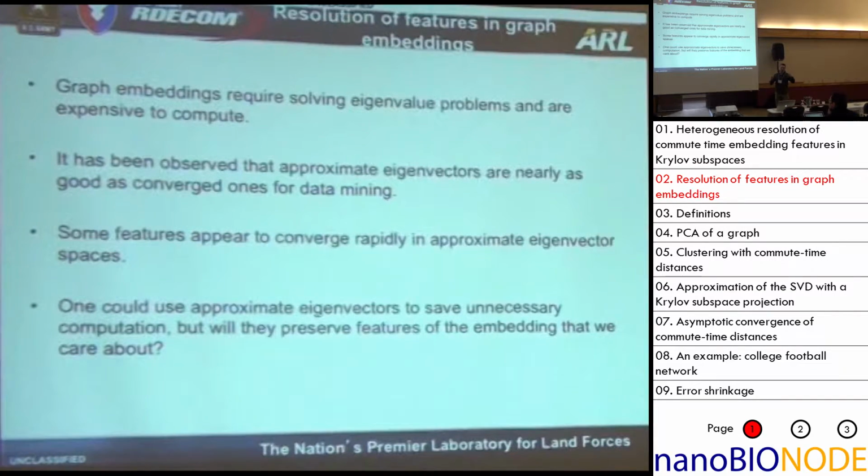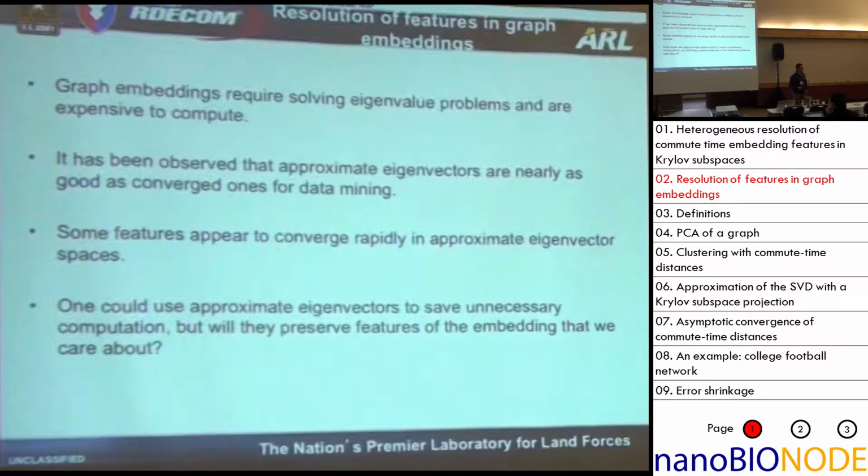Well, when you're dealing with spectral embeddings, and the commute time distance is in the class of spectral graph embeddings, you have to compute eigenvalues and eigenvectors, or singular values and singular vectors. And those are hard to compute, that's why we're all here.